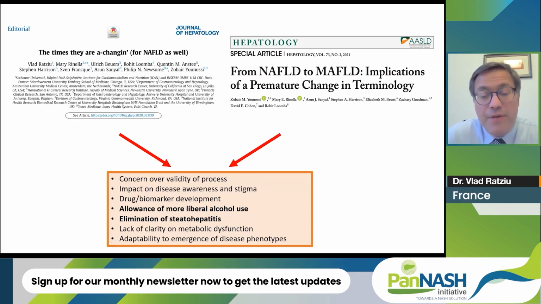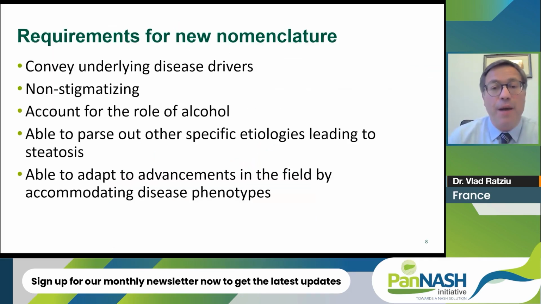There was lack of clarity on metabolic dysfunction, and the adaptability to the emergence of new disease phenotypes as determined by future research might not have been optimal with this classification. So keeping all these limitations in mind, there was clear need for a new nomenclature that would specifically convey underlying disease drivers, basically metabolic dysfunction, that would be non-stigmatizing for the patient in all languages, that would account for the role of alcohol to a certain extent, especially moderate amounts of alcohol, that would be able to parse out all specific etiologies leading to steatosis and classify them into the new classification, and that could have the ability to allow adjustments driven by new discoveries in science and in clinical medicine.